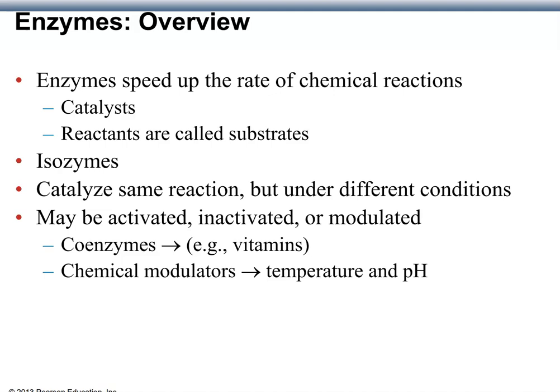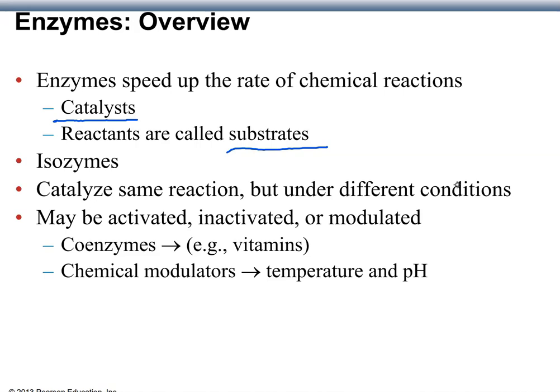So important thing to know is they're catalysts, and the reactants that they interact with, they're called substrates. There are isozymes, so think of them as families of enzymes that do similar things. For example, amylase. There's a salivary amylase, and then there's a pancreatic amylase. So both of them are amylases. They're just in different places, and they have slightly different condition preferences, but they are isozymes, so they're pretty much cousins of each other. So they catalyze the same reaction, but under different conditions. So one in your mouth, for example, the other one in the small intestine.